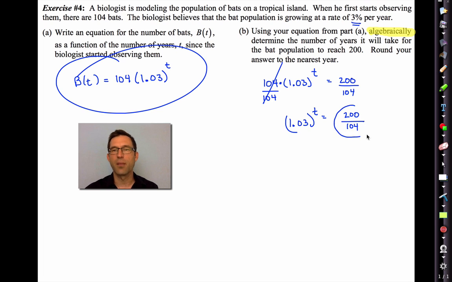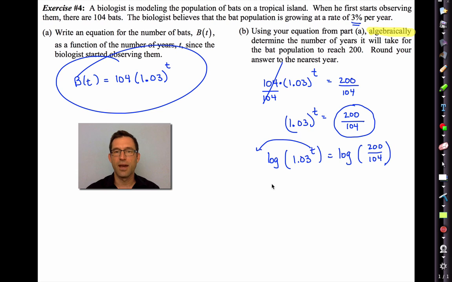Now, if this is a nice number in terms of a decimal, go ahead. Even if it's not a nice number, you could use the decimal version. I'm going to leave it as the fraction, all right? And I'm now going to take the log of both sides. So I'm going to take the log of 1.03 to the t equals the log of 200 divided by 104. Now, of course, that's going to pop the t out, so I'll have t times the log of 1.05 equals the log of 200 divided by 104.